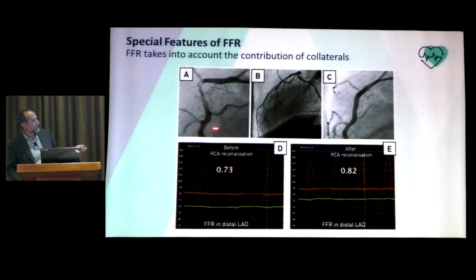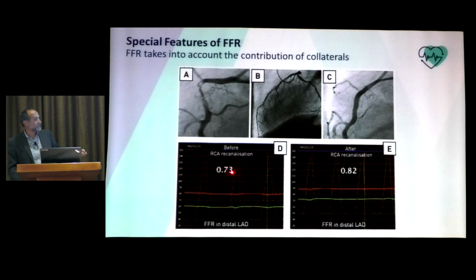Take, for example, this patient with a very tight proximal to mid long lesion in the RCA that is obviously very tight and needs to be assessed. Now, this vessel receives collaterals from an LAD with a lesion here that we're not sure about. If you do FFR before the canalization of the RCA, this is what you get. If you finish the RCA and then you repeat the FFR on the LAD, once you're done with the RCA canalization, you get a totally different value.